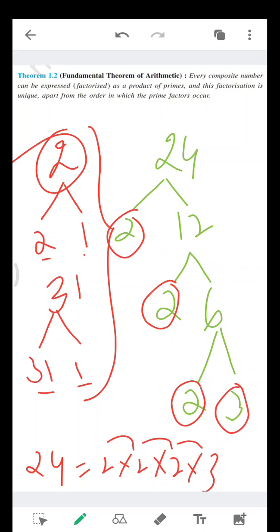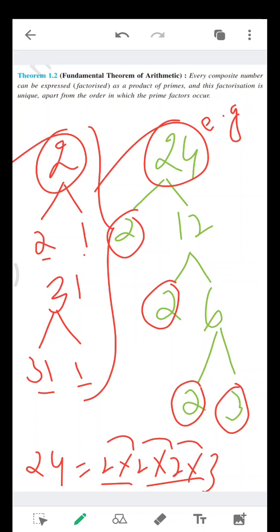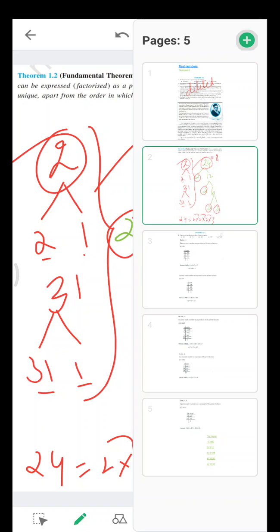So now coming back to the fundamental theorem of arithmetic, this theorem says that every composite number, I took one example of 24, like this every composite number can be expressed or factorized as a product of primes. So every composite number can be written as the product of primes, like I have written for 24, and this factorization is unique, isn't it? Whoever finds the prime factors of 24 gets the same factors. Whichever method you apply, that doesn't matter.